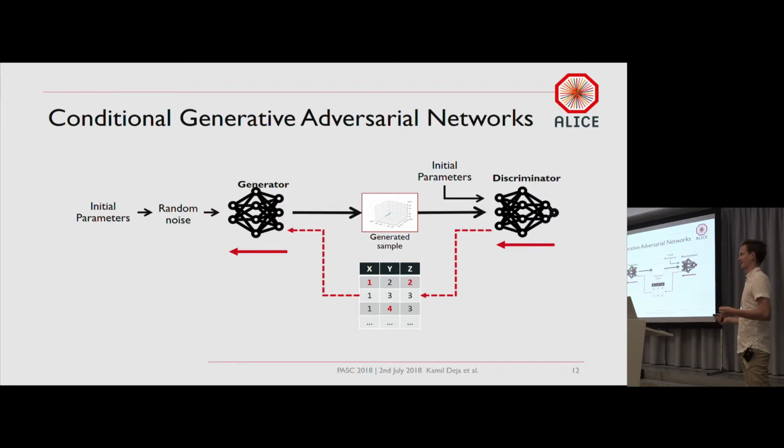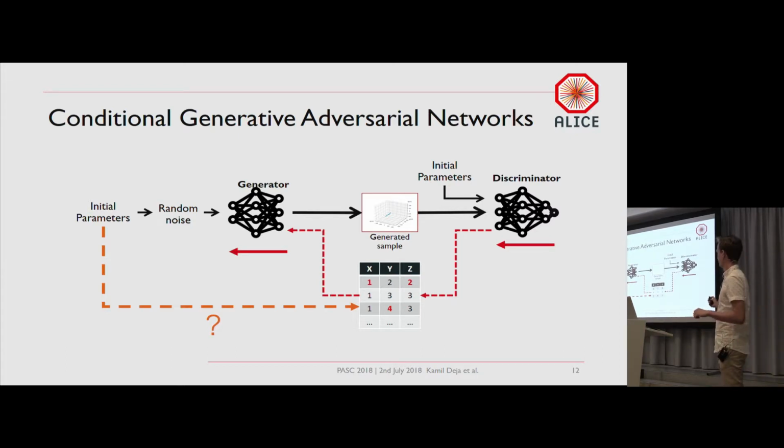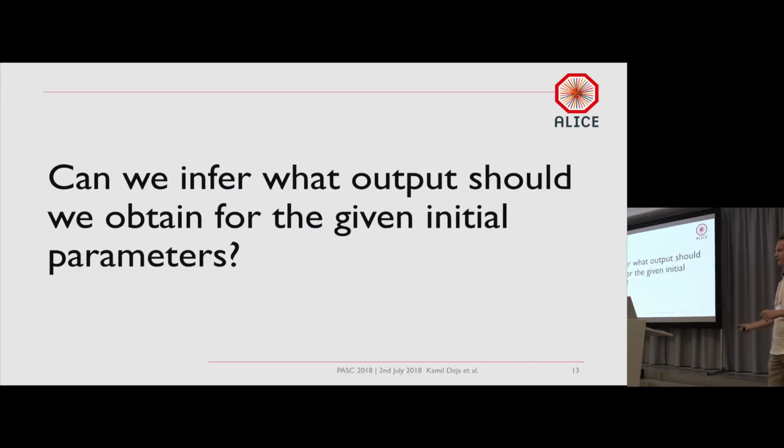So there is a question concerning what we are actually trying to generate, which are the particle clusters, which is something physically correct, which has to follow some physical rules. Why can't we actually do something like this? Can we actually use those initial parameters to somehow measure whether this generated sample is okay in terms of those initial parameters? So the question is, can we infer what output we should obtain for the given initial parameters? And the answer is, of course, why not?